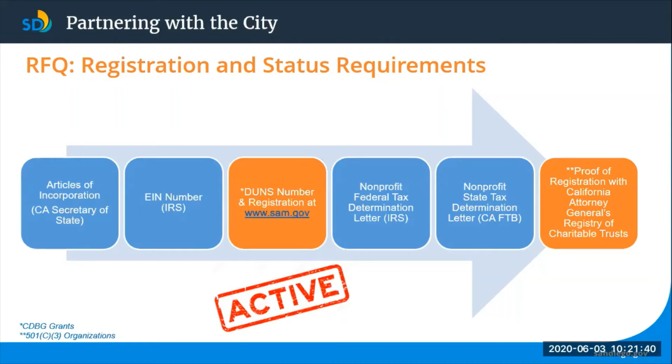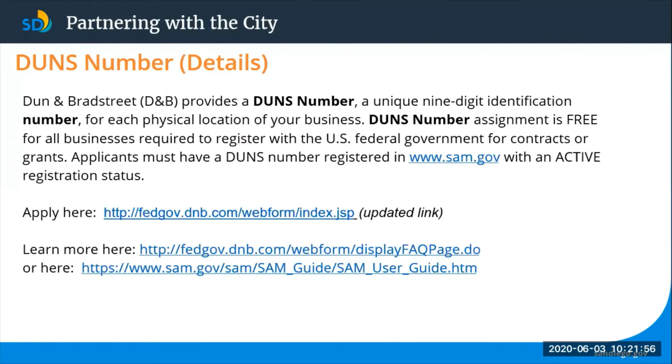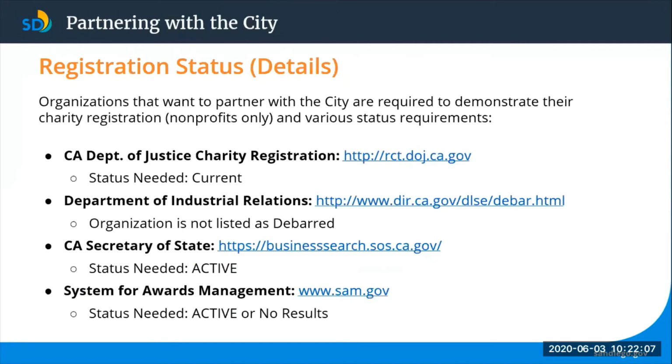And then with any nonprofit organization in the state of California, you're required to register with the Attorney General's Registry of Charitable Trusts. So we will be looking for active status in that as well. These next few pages are just further details of those requirements, and they provide the web addresses where you can get more information, as well as check your own organization status with those registries. So I'll just skip through those for you to refer back to later.